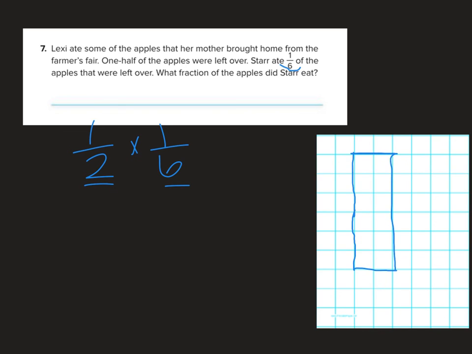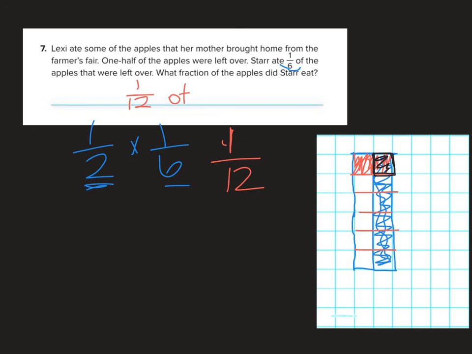Okay. So first I'm going to cut it in half. This whole thing is in half, and I'm going to shade half of it. So that'd be these little guys right here. I'm going to cut it into 6 equal pieces this way and shade 1/6 of it. Okay, where does it intersect? Intersects right here. That's where they both are shaded. So that'd be one piece out of 12 total pieces. So 1/12 of the apples.